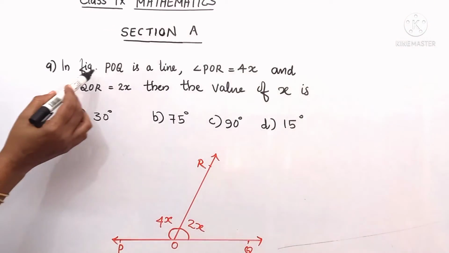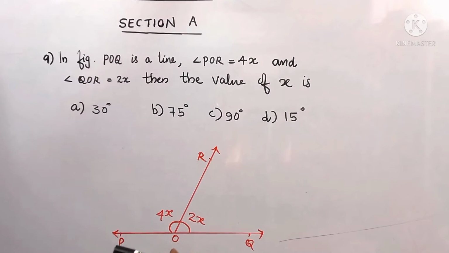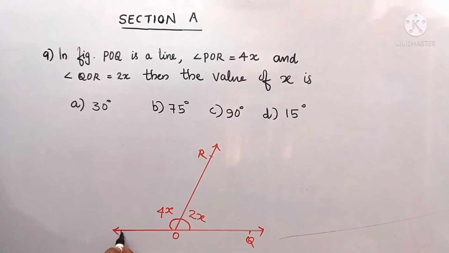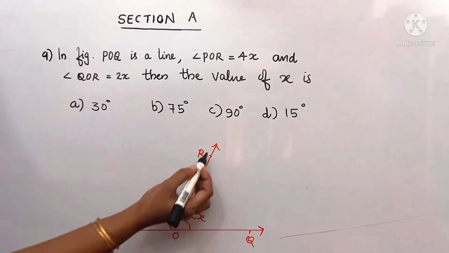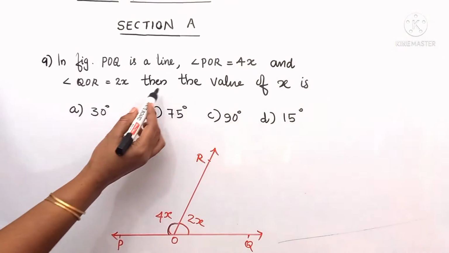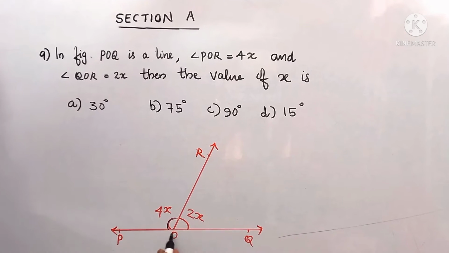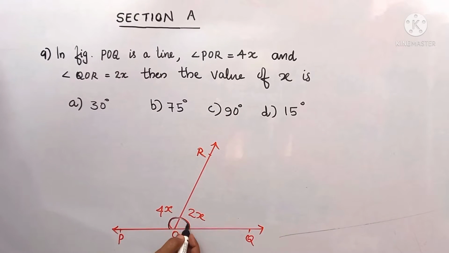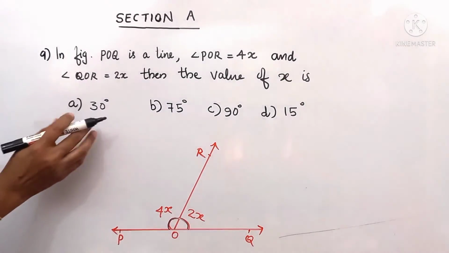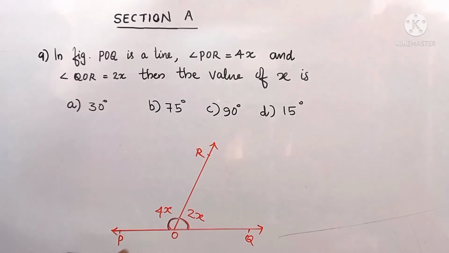Ninth question is, in the figure POQ is a line. You can see here, POQ is a line. Angle POR, here is that angle POR, that is equal to 4x, and angle QOR, here is the angle QOR, that is equal to 2x. Then the value of x is, here options are given, we have to find the correct answer.